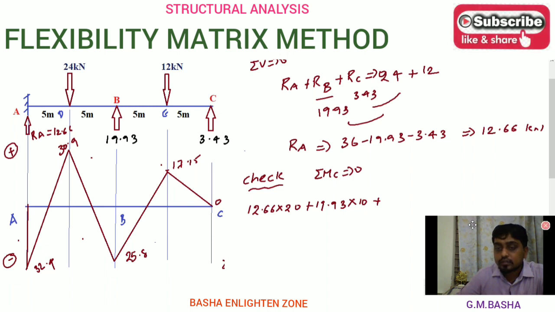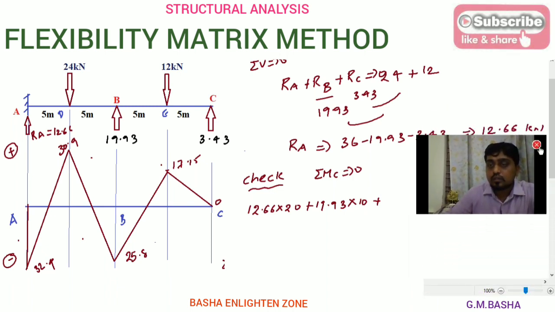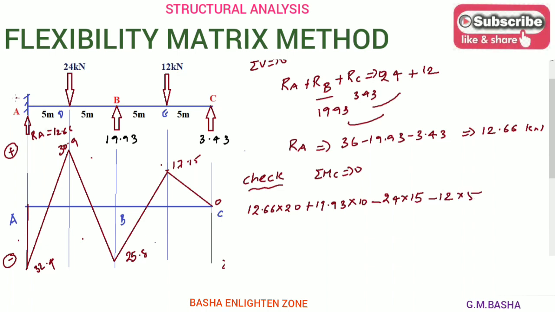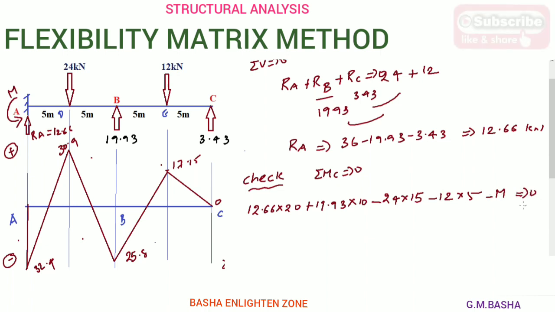And again see here, again I am taking negative values, which is anti-clockwise values. This force 24 into 15, again this force 12 into minus 12 into 5. So here I want to find the moment at particular joint A. So here I am assuming just anti-clockwise moment. Okay, so minus M, that one will be equal to 0, then you will get value directly, or else take down that one will be equal to M at A.